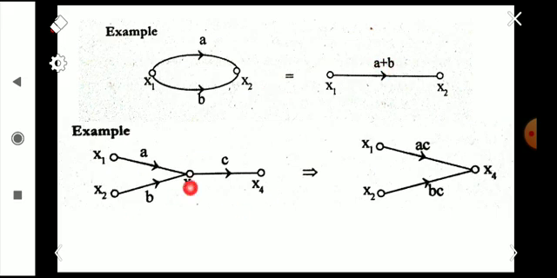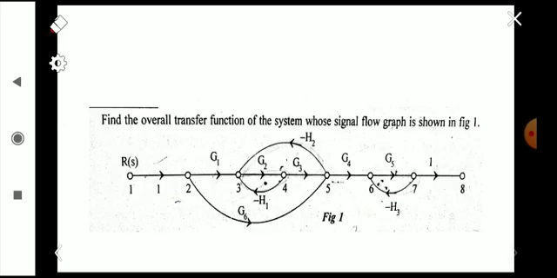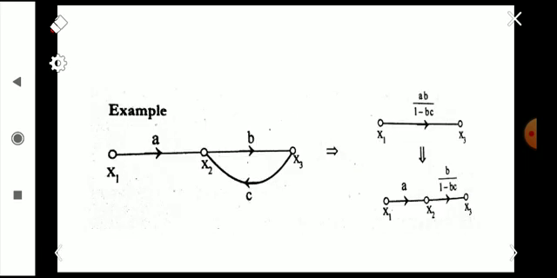Here also you can see x4. At x4 we have ac and bc, so x1 into ac plus x2 into bc will give x4. These are some examples. In this case we don't need to actually reduce the signal flow graph. These are some methods for reducing the signal flow graph, but there is another, easier method to find the transfer function, using Mason's gain formula. We will discuss that later. Here you can see a feedback loop.